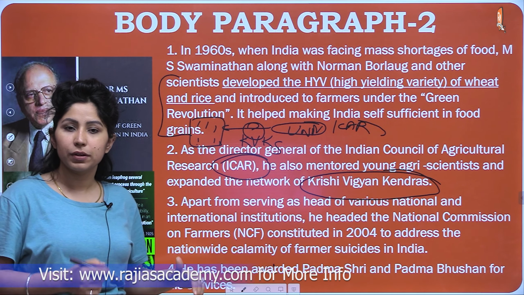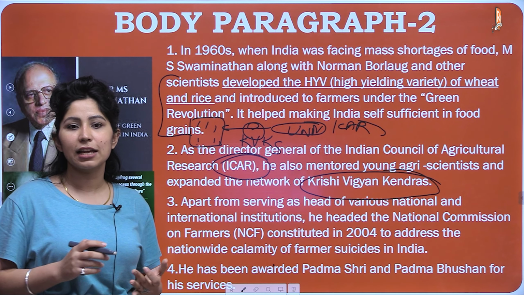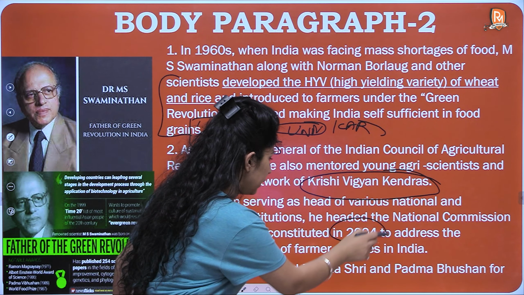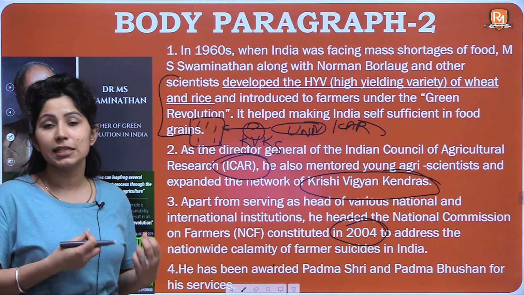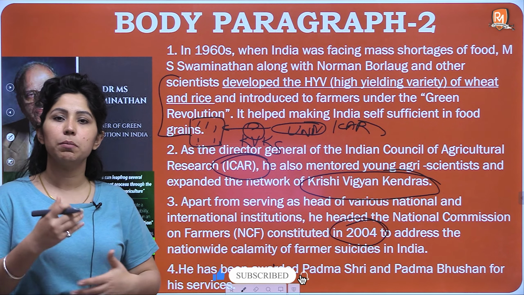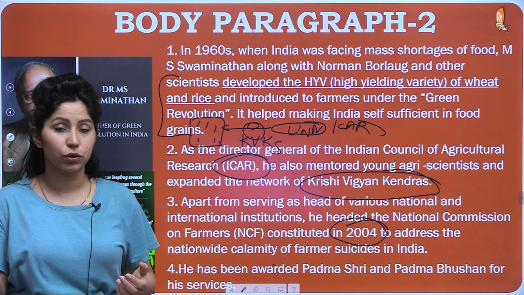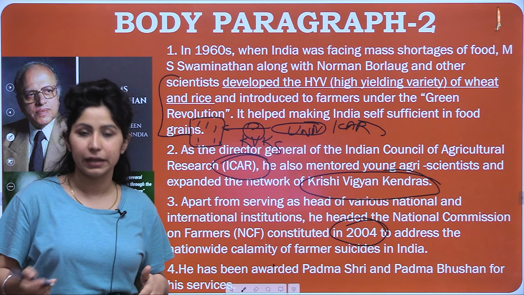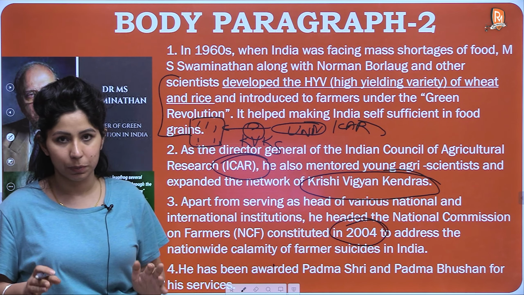The third one is that apart from serving as head of various national and international institutions, he headed the National Commission on Farmers, this committee that we were talking about, constituted in 2004 to address the nationwide calamity of farmer suicides in India. So this was the biggest problem with India, that agriculture was becoming less profitable and farmers were under the burden of loans from formal or mostly from informal sources. So to protect their honor, what they used to resort to, and even now what they resort to, is committing suicide. So he also gave a lot of recommendations for MSP, the minimum support price that government gives.